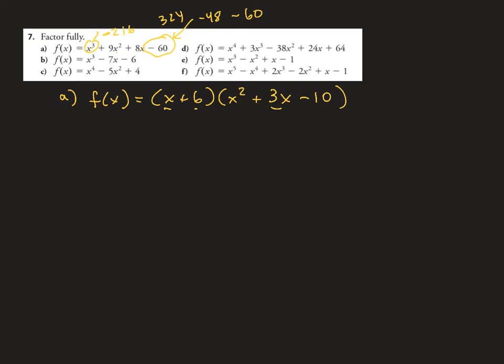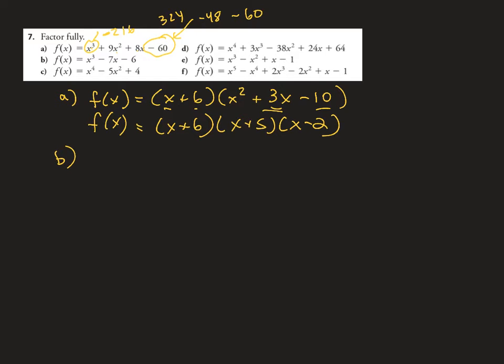All right, fully factor. So two numbers, I would say positive 5 and negative 2, multiply to give negative 10 and add to give 3. So this is equal to x plus 6, x plus 5, x minus 2. Done. That wasn't so bad.